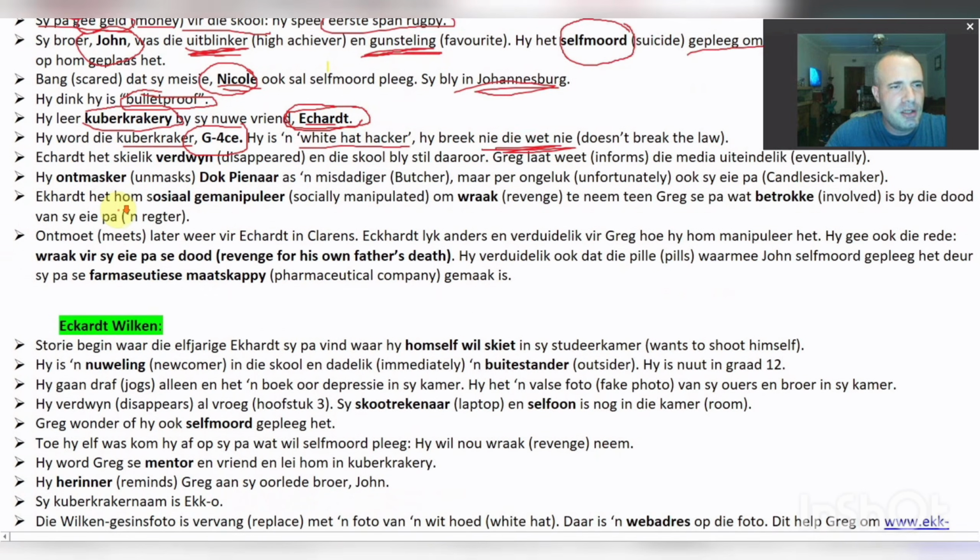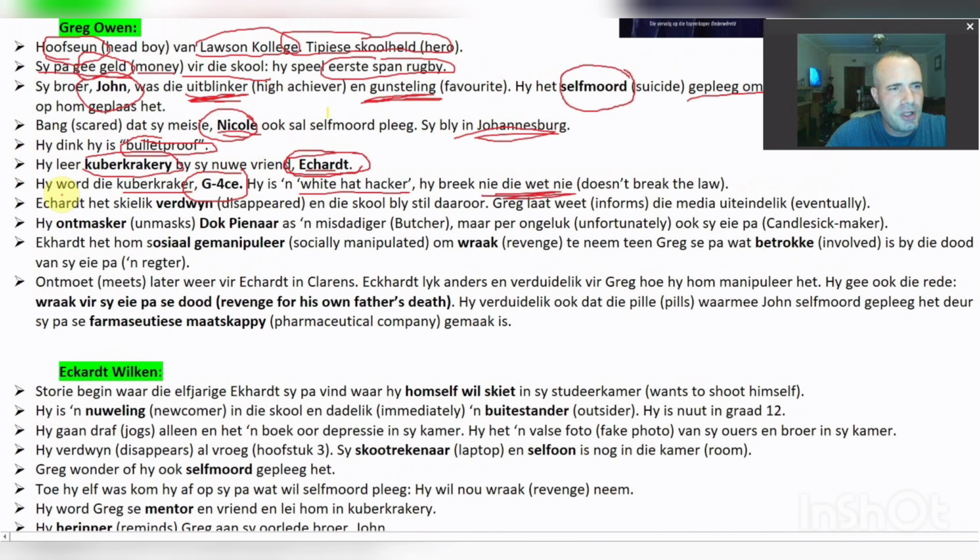Okay. Then Eckhart, his friend, verdwyn, disappears, skielik, suddenly. And the school keeps quiet about it. We'll talk more about the details. And eventually, because the school's keeping quiet, Greg laat weet, he informs the media eventually. Okay. And then obviously the police come and so on. Greg Owen, with his hacking skills, okay, he unmasks, ontmasker is the word, Doc Pienaar.